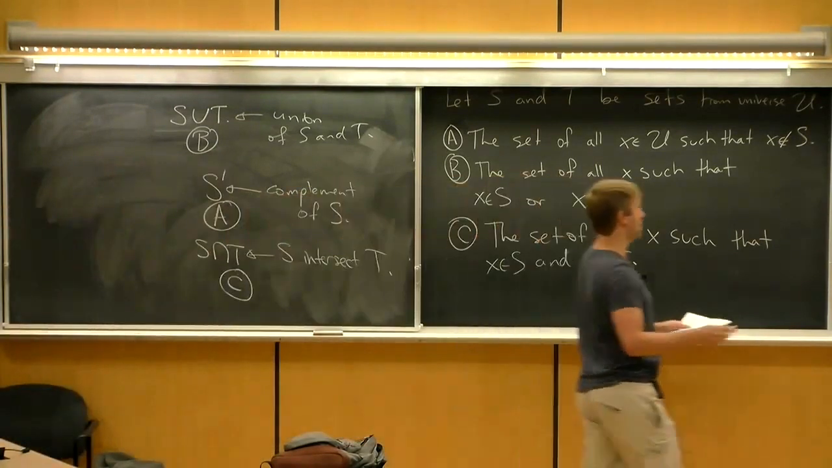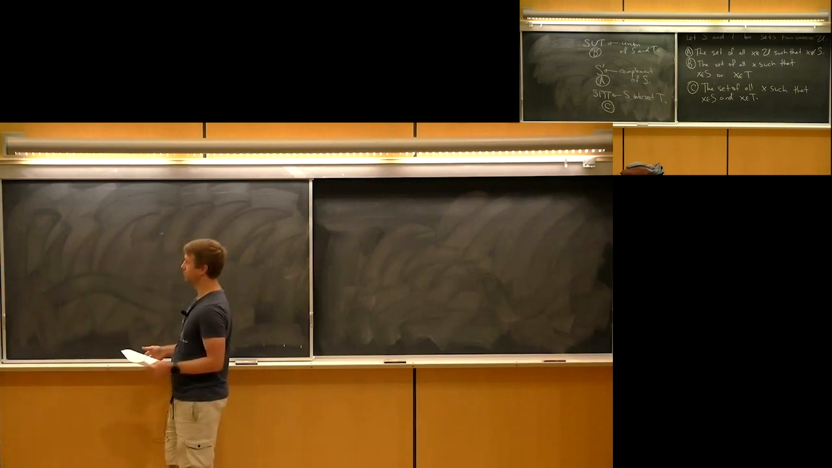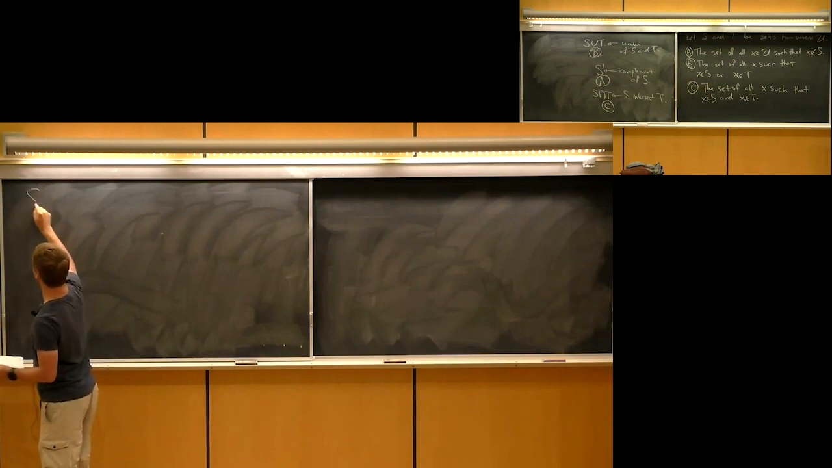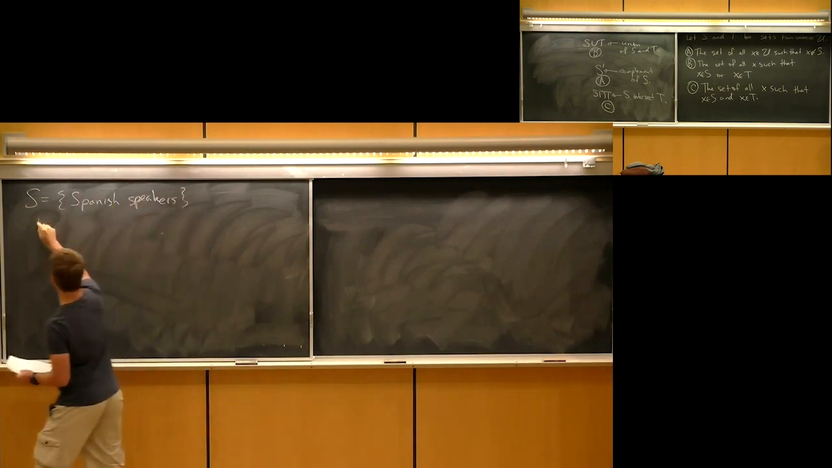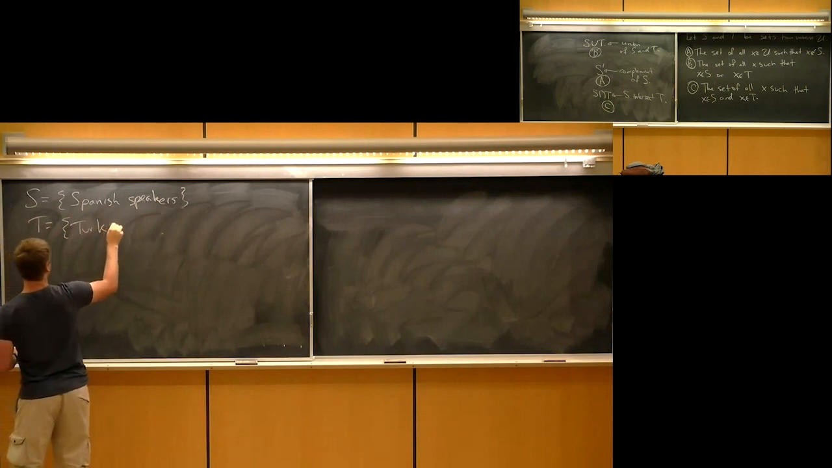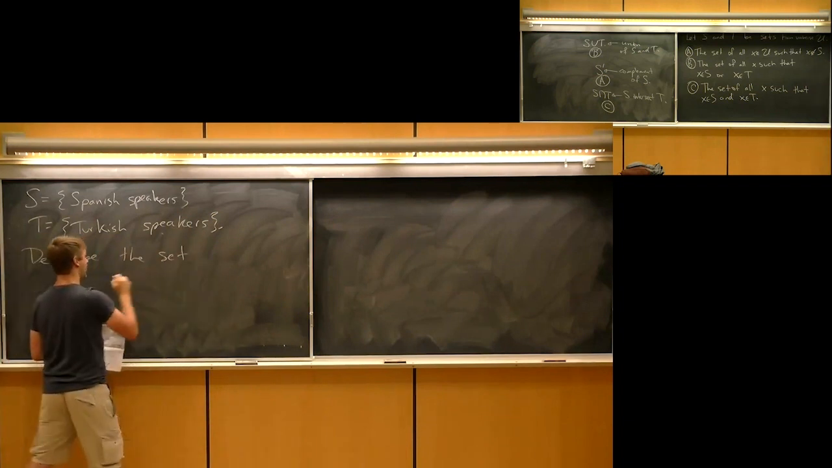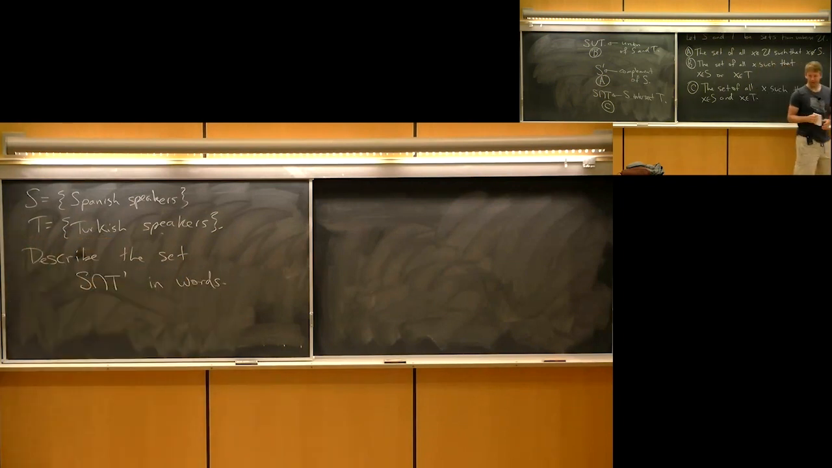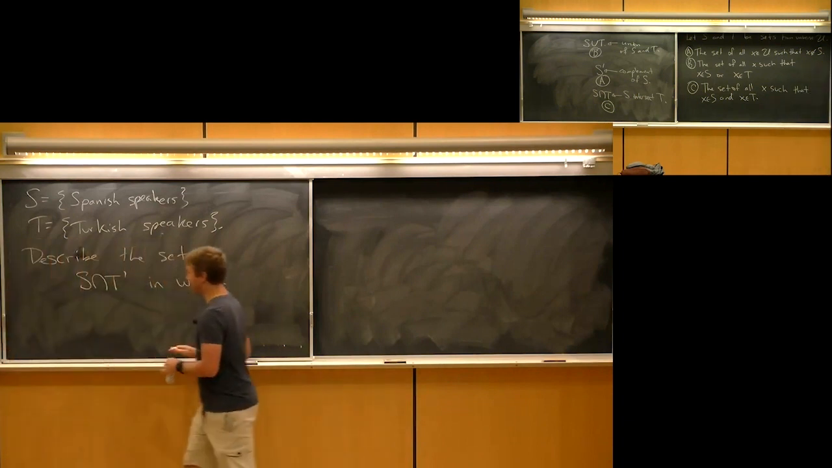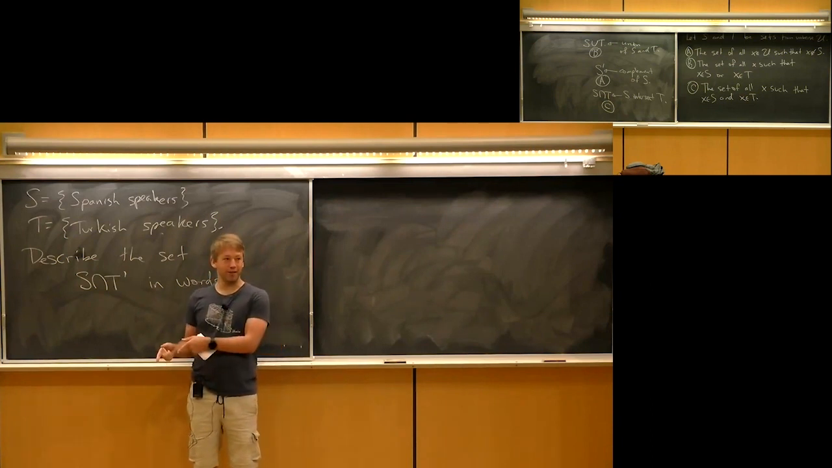Let's do another quick example. Let's say our universe is a collection of students who are taking, or let's just say it's all the people in the world. And let's say S is the set of all Spanish speakers, so people who can speak Spanish. T is the set of Turkish speakers. And suppose I ask you to describe the set S intersect T prime in words. Yeah, exactly. In case you didn't hear that, the description was the set of all people who speak Spanish and do not speak Turkish, right?